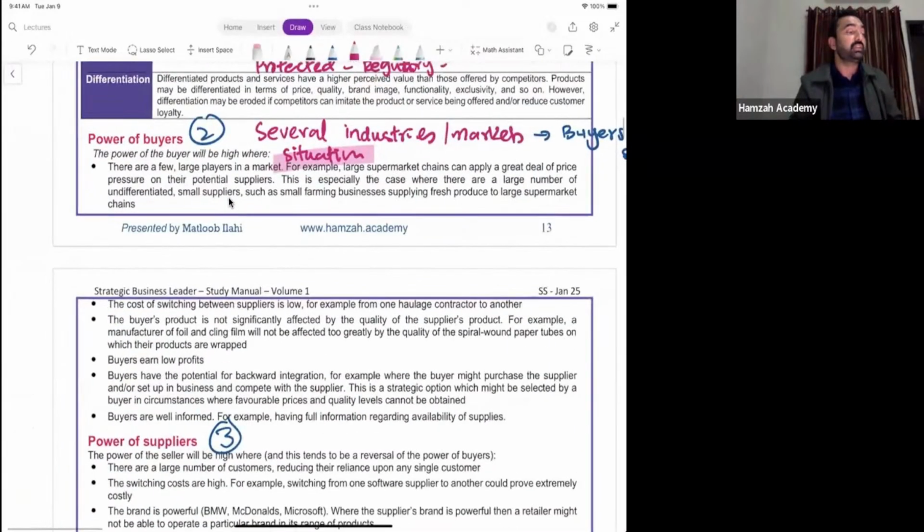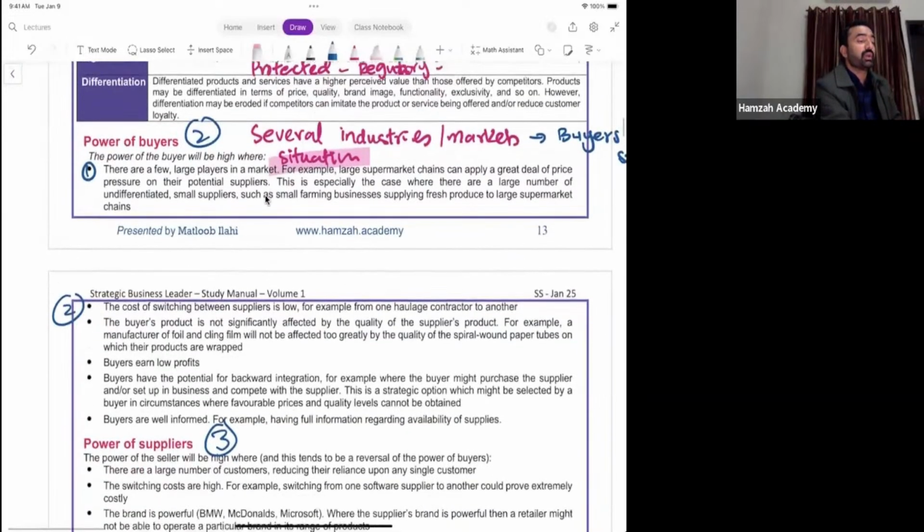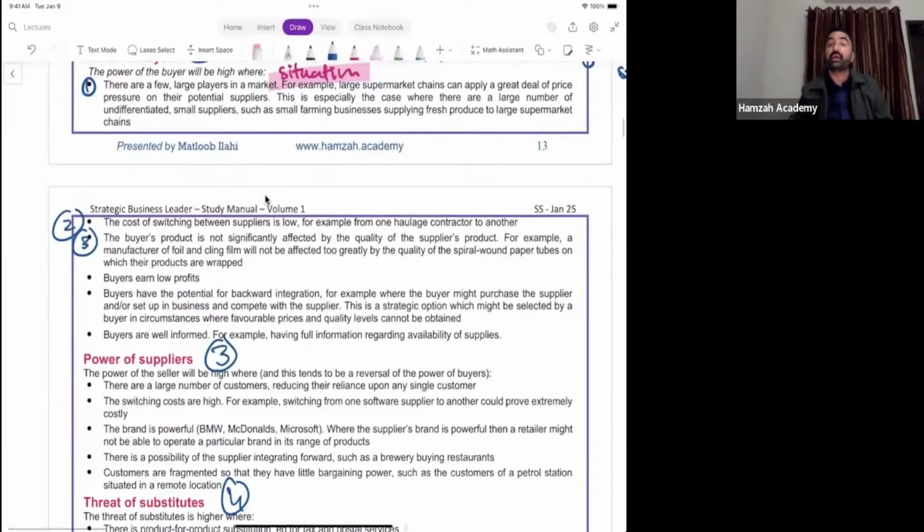So this is the power of buyers. Number one is where buyers are few and large, and suppliers are small. Number two, where the cost of switching between suppliers is low, meaning buyers can easily switch between different suppliers, and in that case too they have the advantage. Number three, the buyer's product is not significantly affected by the quality of the supplier's product, meaning the supplier's product is not core to the buyer's product. Take the Apple iPhone: a few components are very important and critical, for example the processor, the software, or the system. The same example goes for any product.